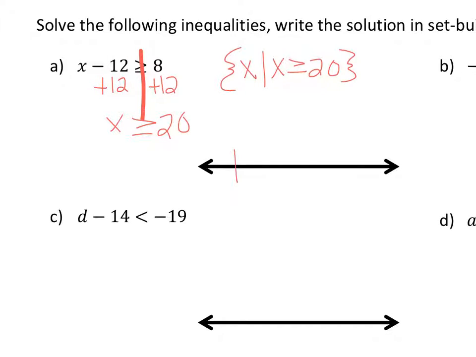And when we graph this, we have 3 lines, 20 in the middle, 1 below, 1 above. It is a closed circle on 20. And we would shade x values greater than or equal to 20, which means to the right. Let's look at letter B.